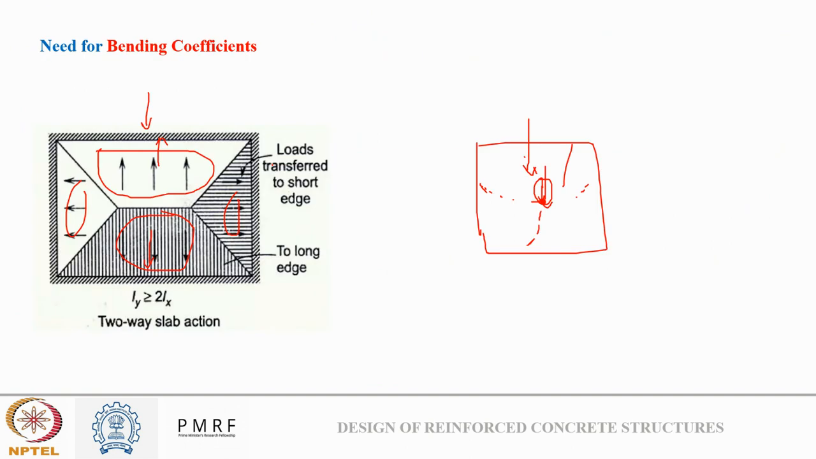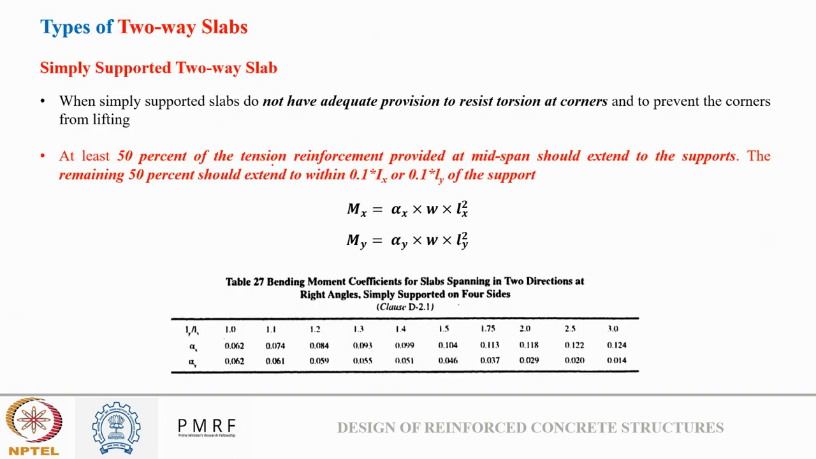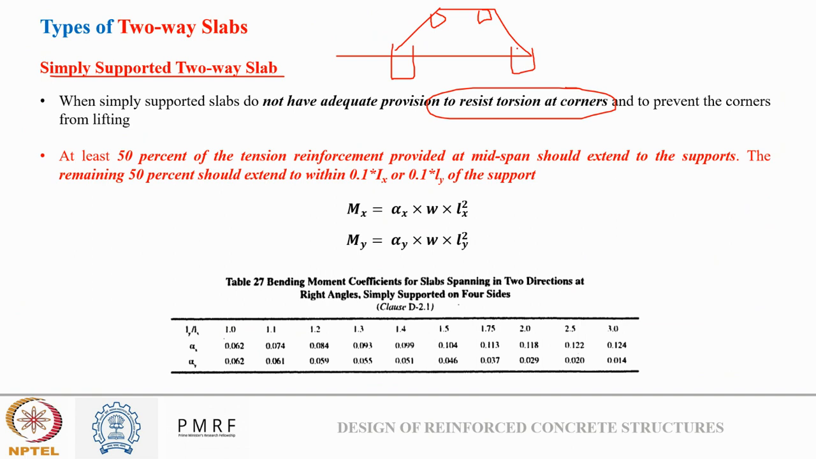So just to simplify these things further, based on the type of slab, IS code divides two-way slab into two categories based on the support condition. First is the simply supported two-way slab. What are simply supported two-way slabs? If there is no restraint at the edges. Suppose these are my four supports. If there is no restraint on the supports, then there is no restriction for torsion at the corner, and the corner can lift. Such slabs are known as simply supported two-way slabs.